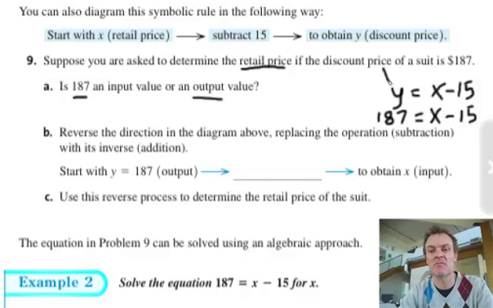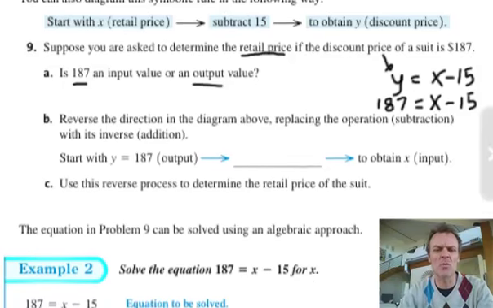There it is. Now what you're going to do is add to this negative 15. Think about it. I've got a minus 15. How do I get rid of it to leave that X by itself? I would add 15. Now I'll write it down below. Let's have a look at this. Let's look at what they've done in the book.